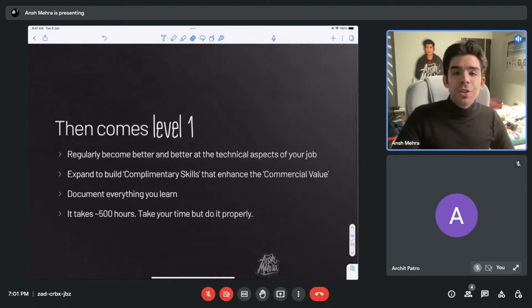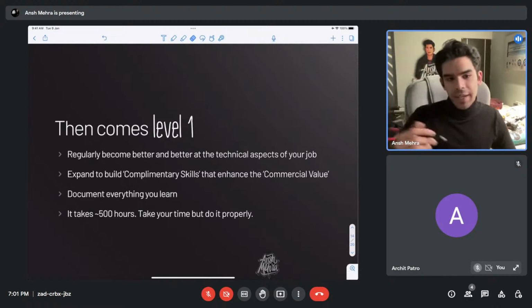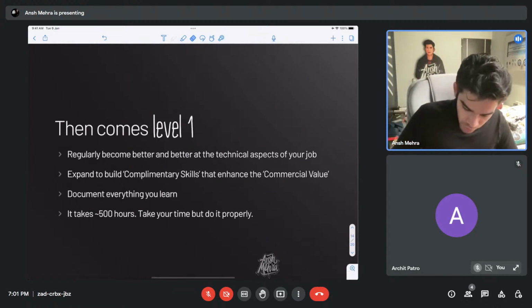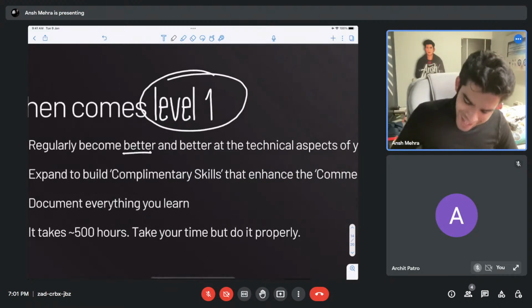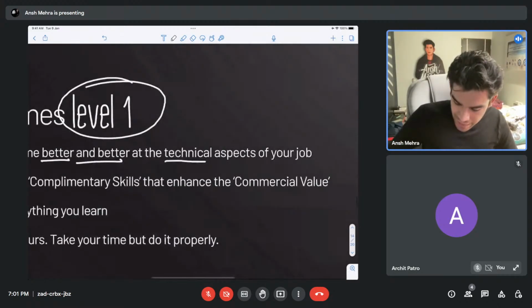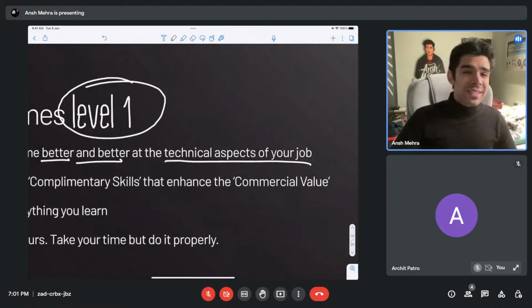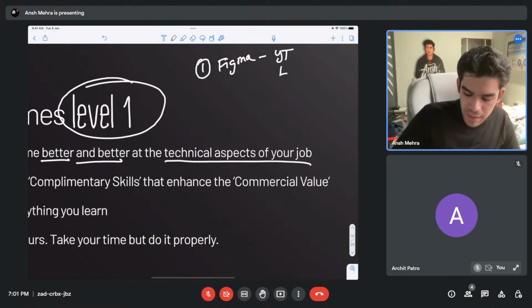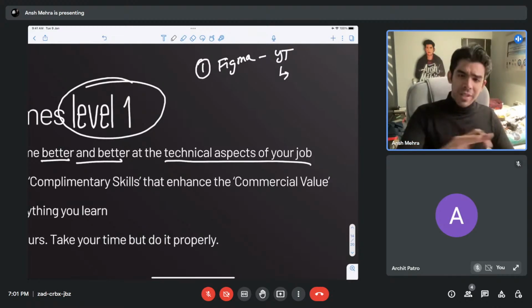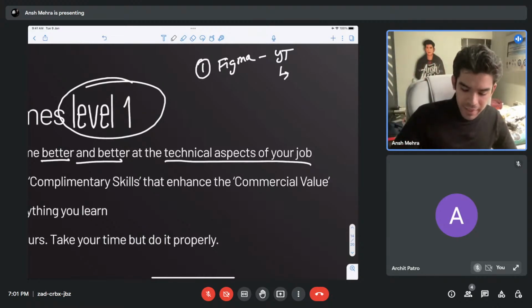So once you figure out your skill, there comes level one. Like there's level one, level two, level three of this entire journey. Inside level one, you have to make sure that you regularly become better and better at the technical aspects of your job. So, as I said, there are some resources that you have to follow. One is you have to know Figma end to end. For that, there's Figma's YouTube channel. And I have my YouTube channel where I've mentioned all these resources. So I'm not going to waste time telling you stuff that I've already mentioned on the internet.